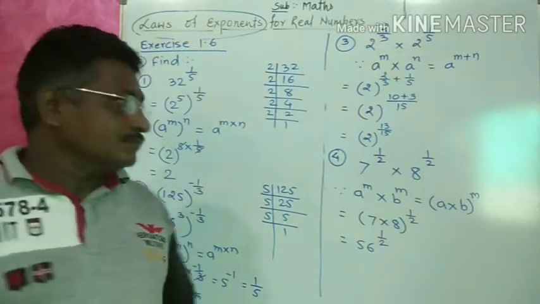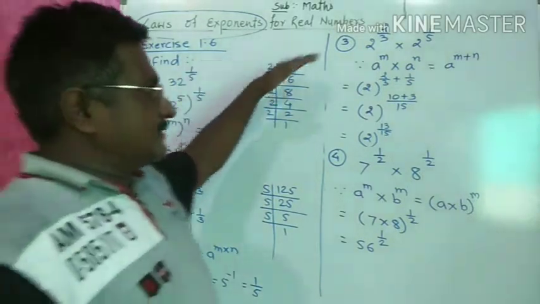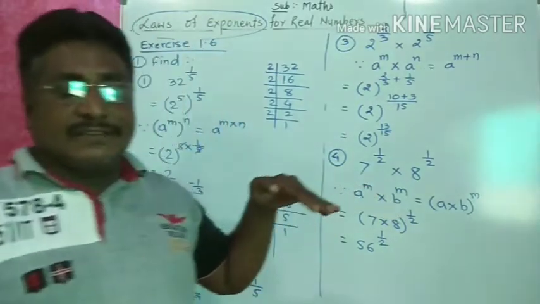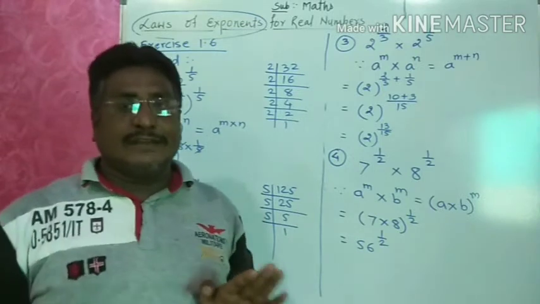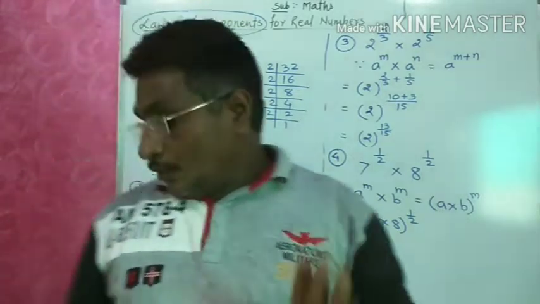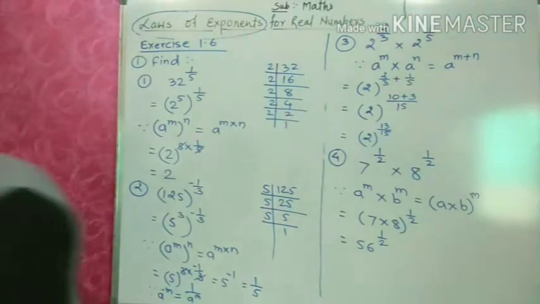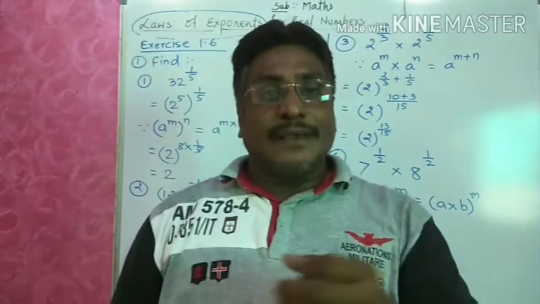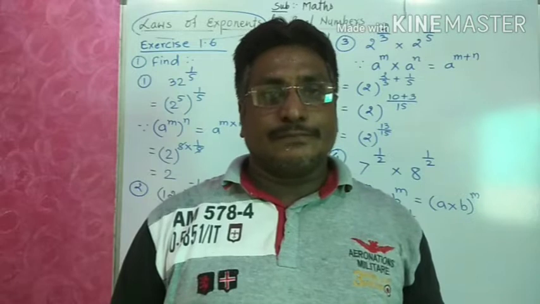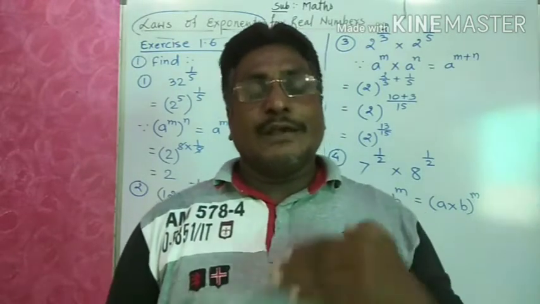1.6. So these are the examples from exercise 1.6. So here, according to NCERT, your lesson is finished. According to NCERT, your lesson is finished. Now some extra questions we will discuss. Understood, students? So up to exercise 1.6, you have to complete it.